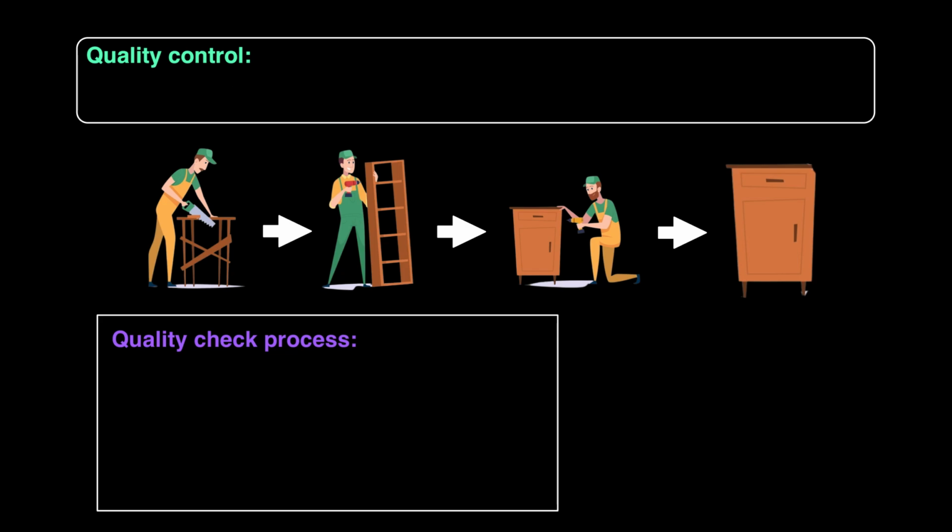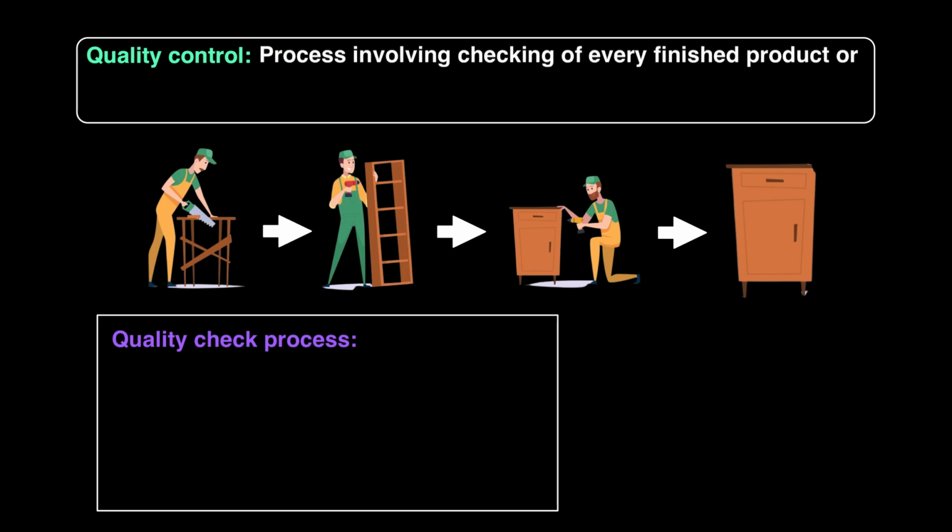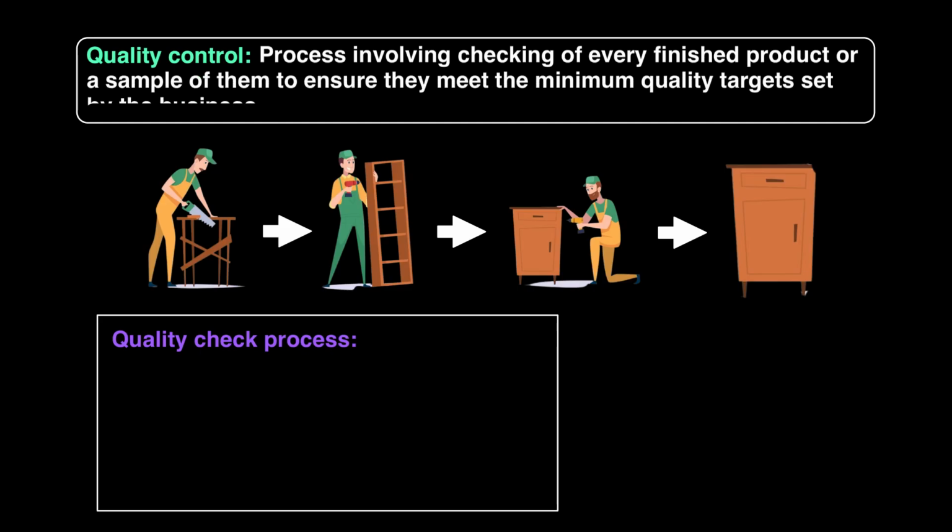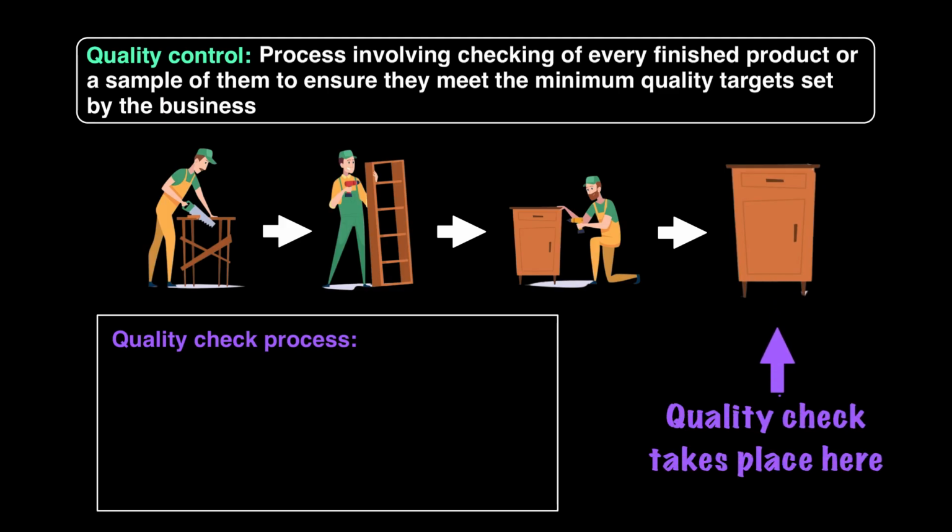So what is quality control? This is where the products continue to be made, and once all the finished products have been made, a sample of those is taken and a quality check process is then performed to make sure that the quality standards have been met. So what do we know about it so far? No matter if you're making 10 units or 10,000, quality check will only take place at the end.